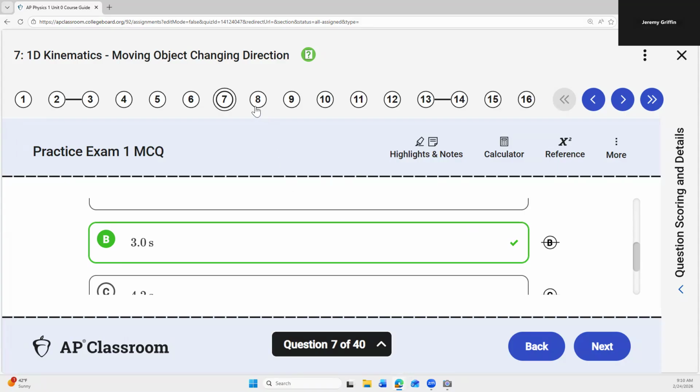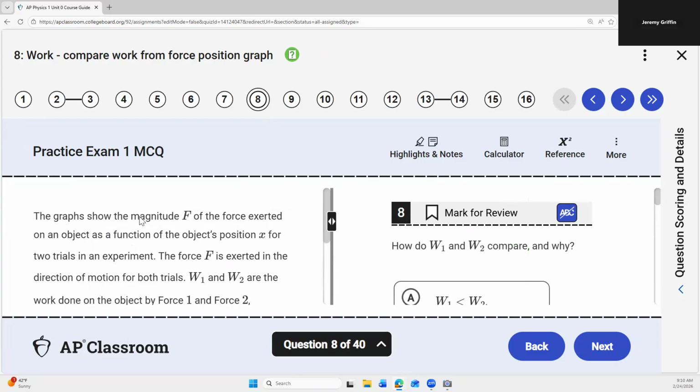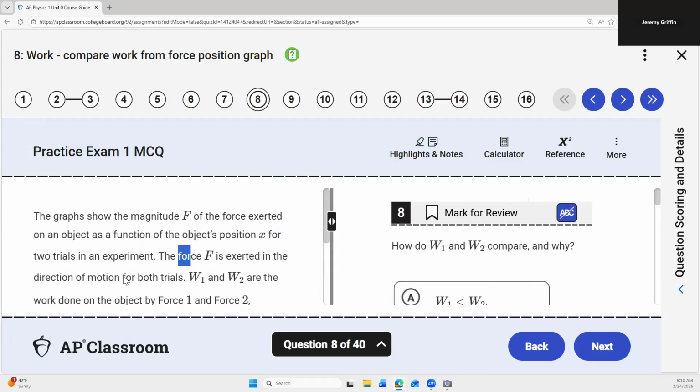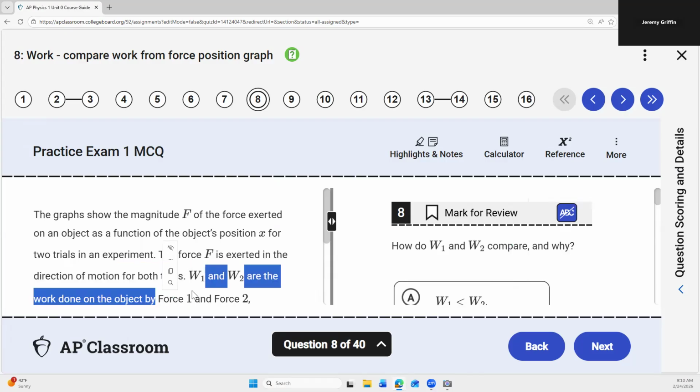All right, number 8. Graphs show the magnitude of force exerted as a function of position. So I bet when I scroll down here, we're gonna see F versus X. Guys, if you stop right there, what's probably the question that's going to be asked? If you have an F versus X graph, what's the most opportune question? Work. And work is what property of the graph? Area under the curve. Okay, 2 trials, force exerted, both trials. W1, W2 are the work done. Yep, there it is.